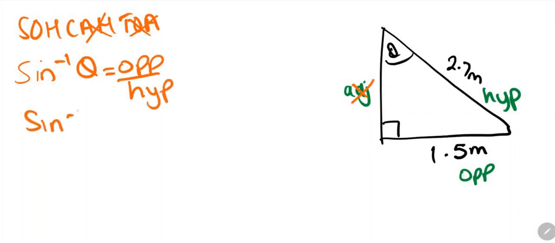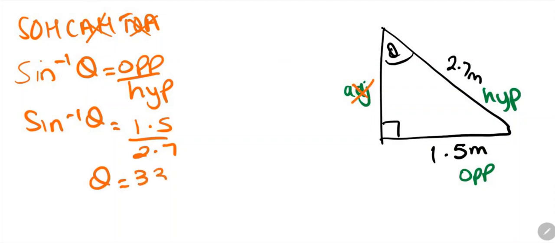So sine to the -1 is going to be 1.5 divided by 2.7. So shift and sine, fraction button, 1.5 over 2.7. And that is going to be, theta is 33.7 degrees.